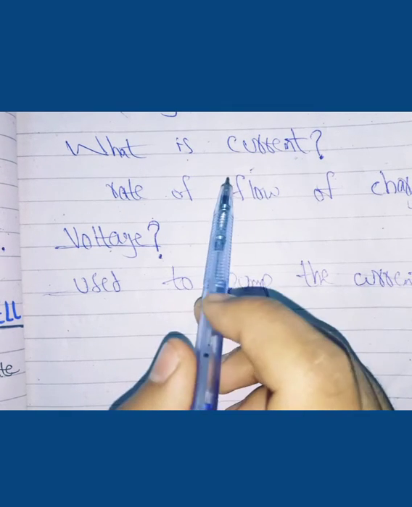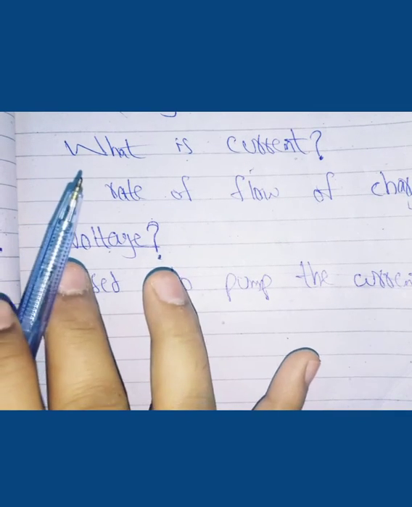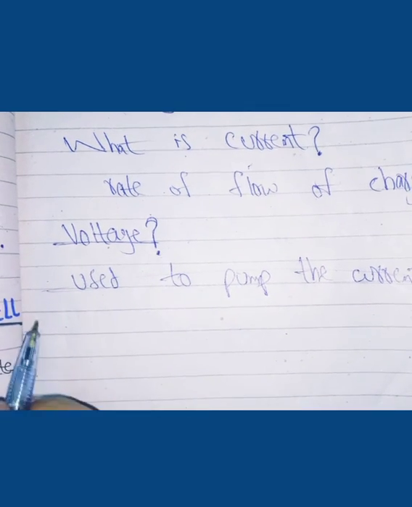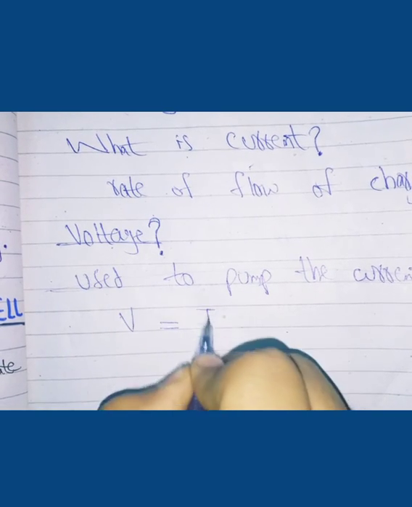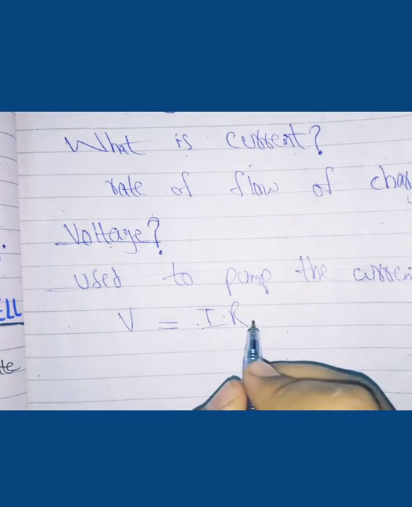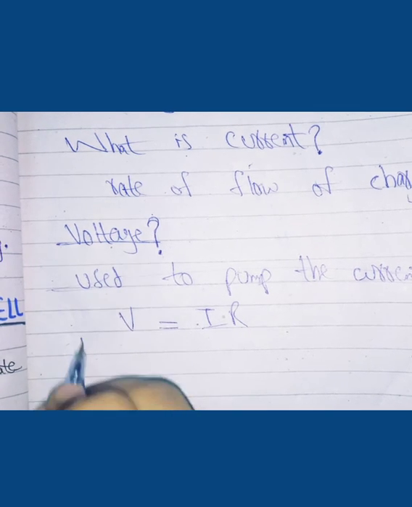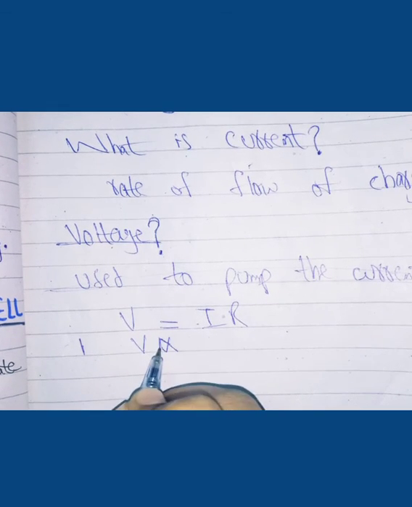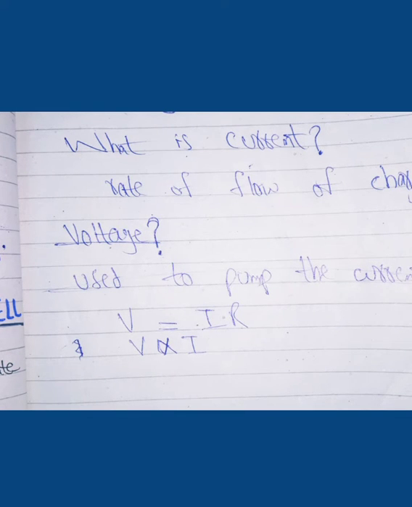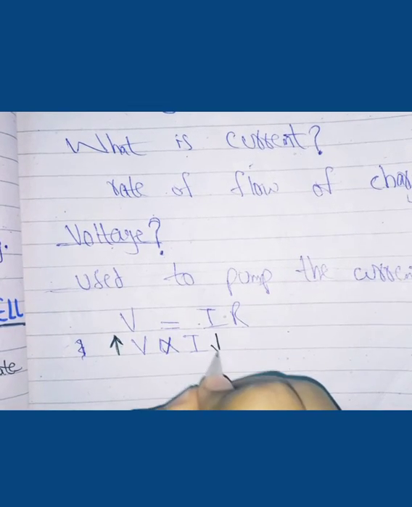Voltage has no other work to do in the electronic appliance. All the work is done by the current. The voltage has nothing to do with the electronic appliance. Its only work is to pump the current and maintain the voltage. That's all. So yeah, we all know Ohm's law, V equals I times R. V means voltage, I means current, and R is the resistance. So remember that V is directly proportional to the current.